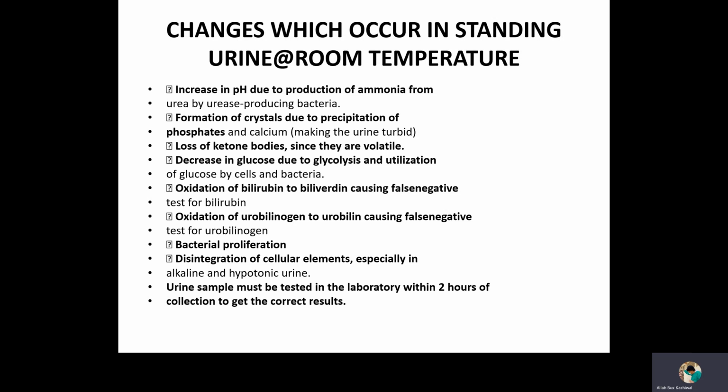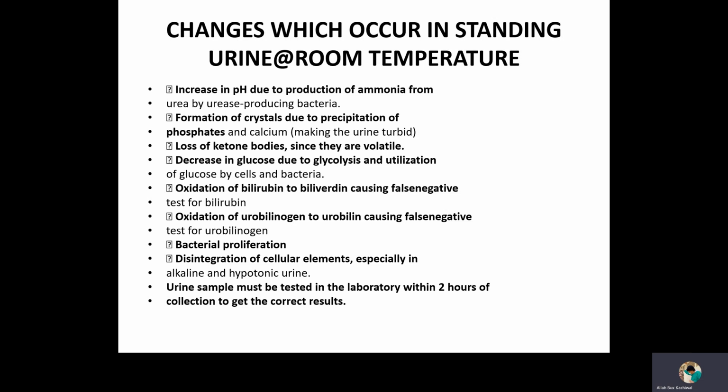Bacterial proliferation may show you more infection rather than less infection, which may be because of keeping the urine sample at room temperature. It may lead towards the proliferation of the bacteria, and that may misguide you about infection. Then there is disintegration of cellular elements, especially in alkaline and hypotonic urines. This might cause the disintegration of the cellular elements by keeping the urine sample at room temperature.